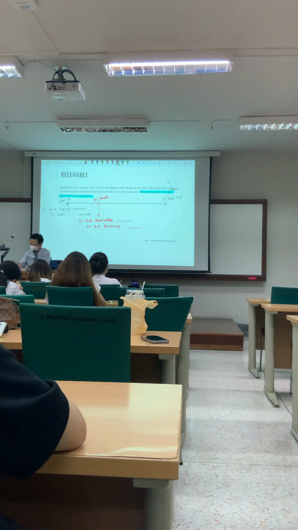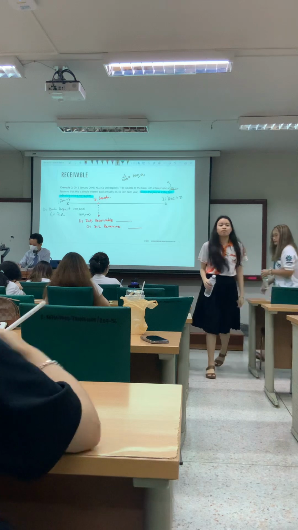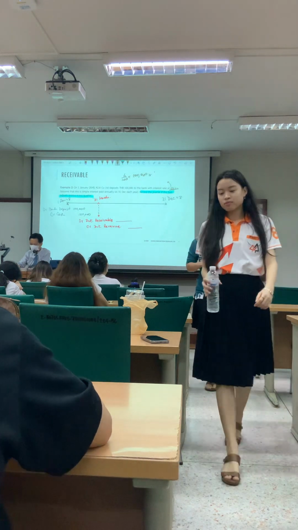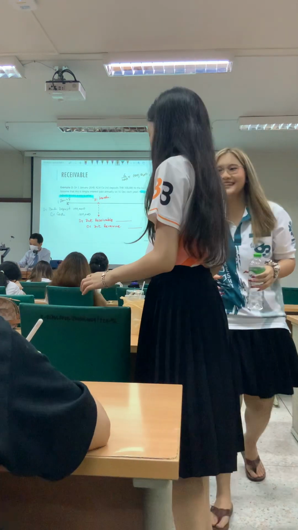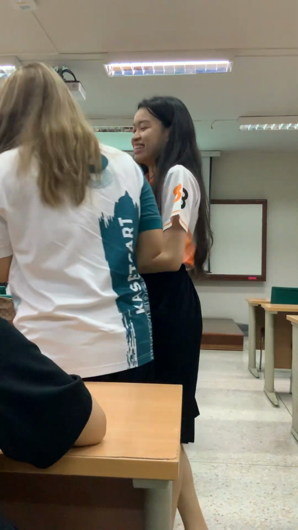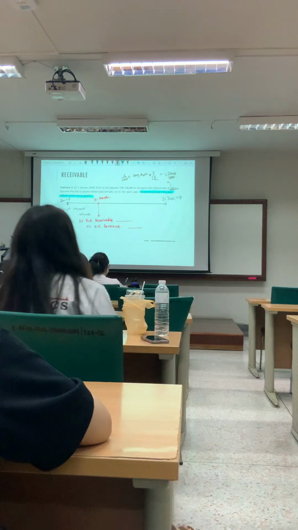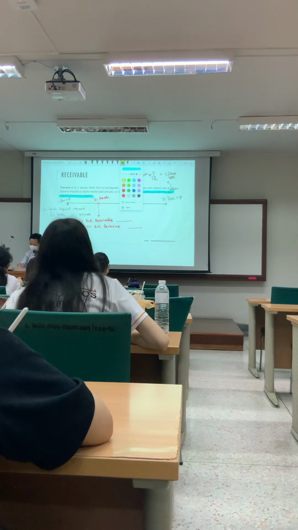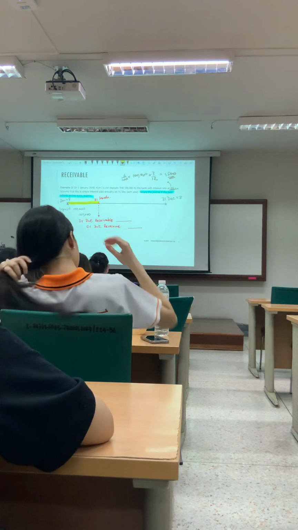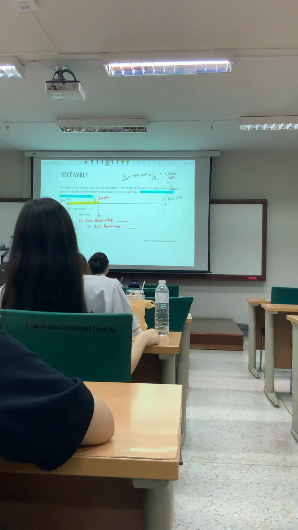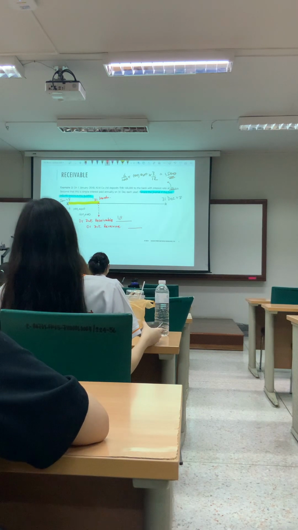Again, 6%, 100,000, quarter, 3 months. So it's going to be 1,500. This period, right? Here we are. So this is 1,500.